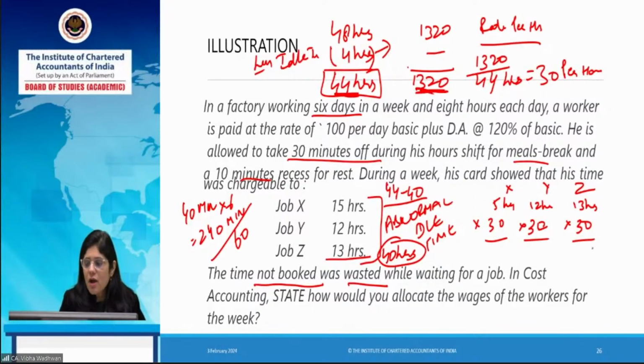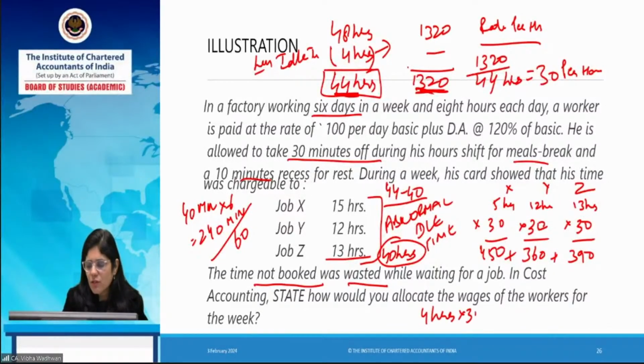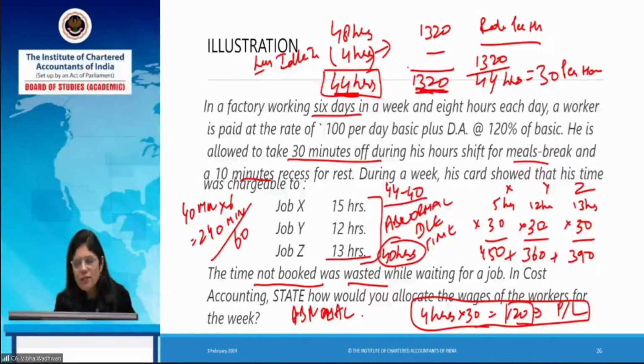So this amount is charged. If you just calculate the amount, this is 450, this is 360, and this is 390. If you add the total, it will not be equal to 1320. So for abnormal idle time we also have to calculate the cost. So 4 hours of abnormal idle time into 30, 120 will go to profit or loss account. It's an abnormal idle time cost. It will not be allocated to the jobs. Clear? So this 120 will not be allocated to the jobs.